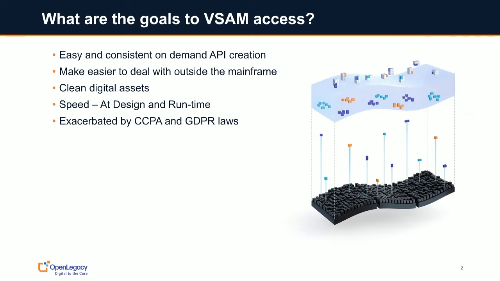The problem is that now, as everyone's gone to many more digital sources, they want easy and consistent ways to do on-demand API creation. On-demand really means when you need something, you have to go get it. And we're going to discuss a little bit about why that's important, but also why that's a challenge with VSAM. And one of the main reasons, it's just hard to deal with them outside the mainframe. VSAM files weren't designed to be dealt with outside of the mainframe. They're files, and the files work in certain ways, and that's just the nature of it. And we'll discuss what those challenges are in a couple slides.